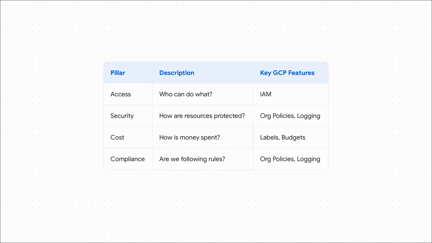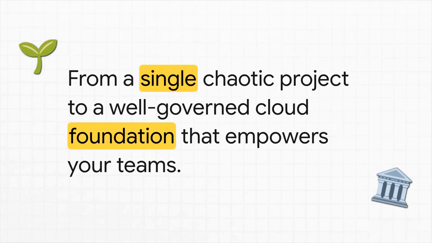For access, who can do what, you use IAM. For security, you're setting up those guardrails with org policies. To control cost, you're using labels and budgets. And for compliance, proving you're following the rules, you use those same policies and logs. See, it all connects.